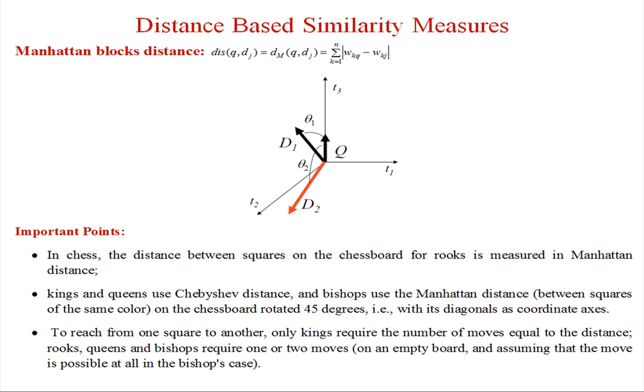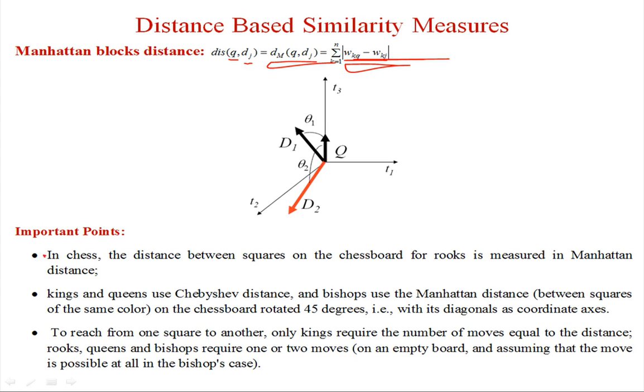Manhattan block distance. Here the distance between query term Q and document DJ can be calculated from k is equal to 1 to n. WK represents the term, Q represents the query, J represents the document, and K represents the term which is equivalent to the query terms, and K represents the term which exists in the document J. And from k is equal to 1 to n, we calculate the mod of that similarity.